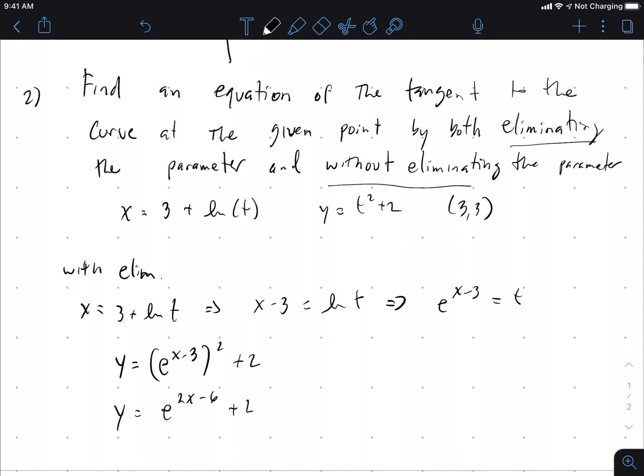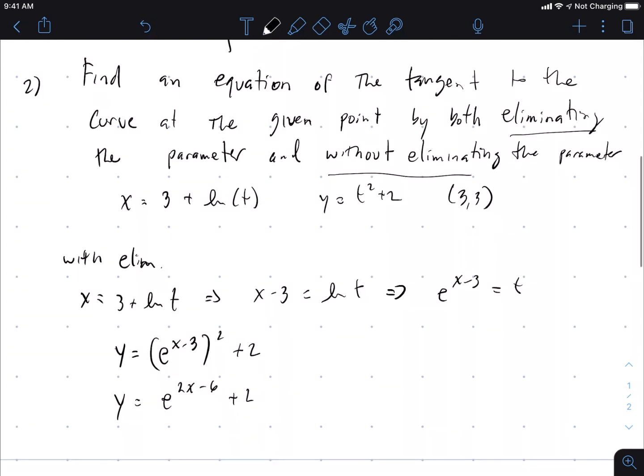And what do we want to do? We're trying to find the slope so we can get our equation, right? We've got the point, now we got to get the equation. So now we're going to go, all right, so dy dx is going to be what?